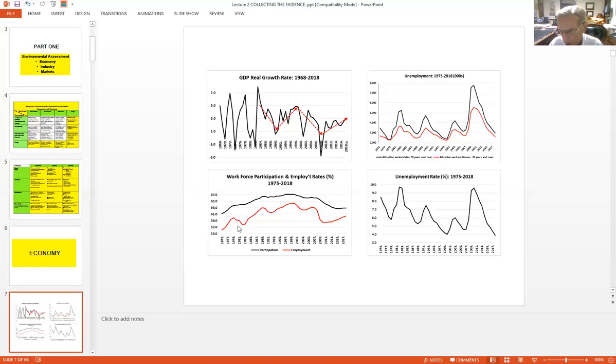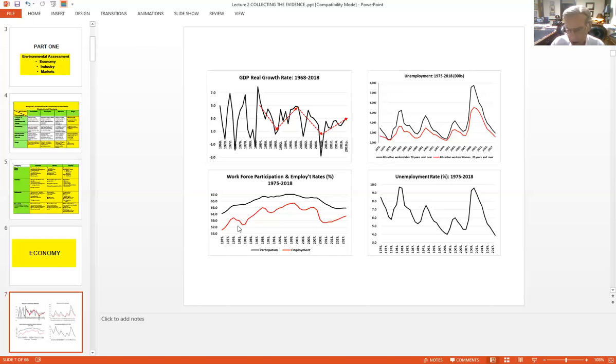Another way that we look at that variable, of course, is the unemployment rate. And you can see that today we're doing quite well. That graph ends in 2018, but for sure, unemployment rates are as low right now as they have been in a long time.